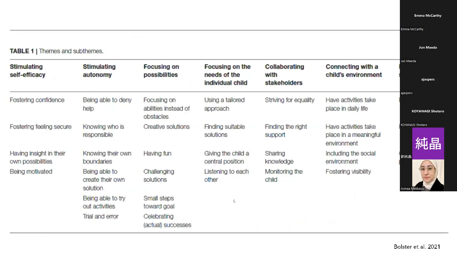And now I will tell you a bit more about the themes that we identified from both the literature and our research project. So the main themes that we identified were stimulating self-efficacy, stimulating autonomy, focusing on possibilities, focusing on the needs of the individual child, collaborating with stakeholders, connecting with a child's environment, and also meaningful goal setting. In the following slides, I will talk more about the main themes and including sub-themes.